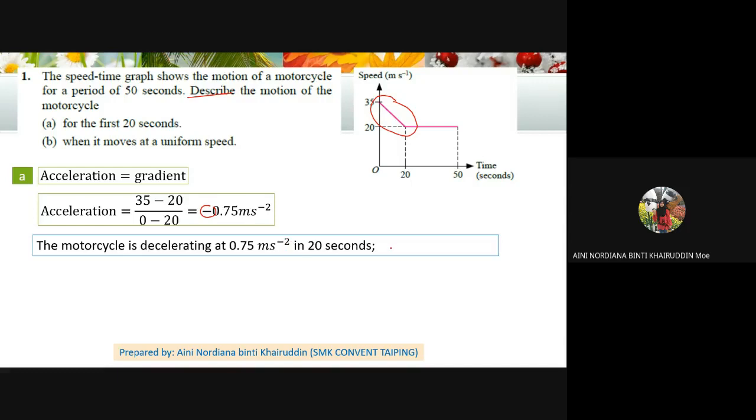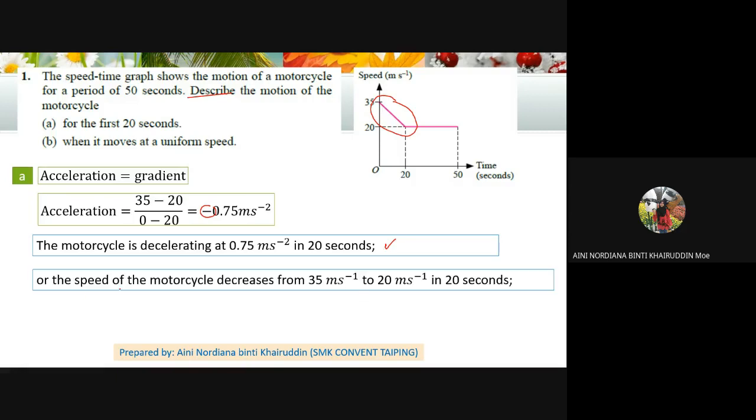So this is one of the answers. You can also write, the speed of the motorcycle decreases from 35 meter per second to 20 meter per second in 20 seconds.